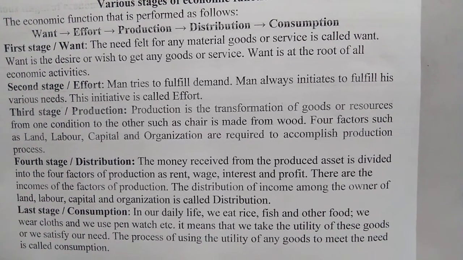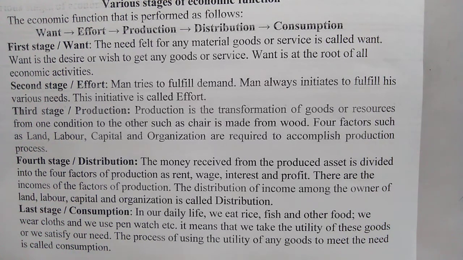Last of all, the last stage of economic activities, that is consumption. In our daily life, we eat rice, fish, other food, we wear clothes, and we use pen, watch TV, etc. It means that we take the utility of these goods, or we satisfy our need. The process of using the utility of any goods to meet the need is called consumption. That is, to use something, to eat something, to consume something is called consumption.